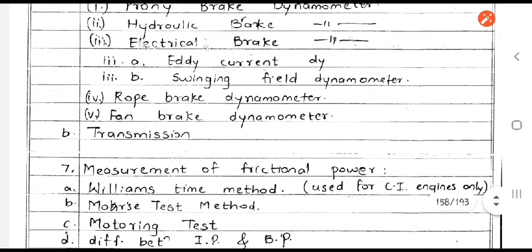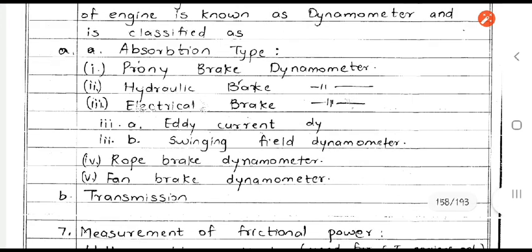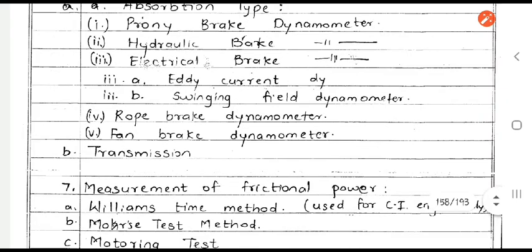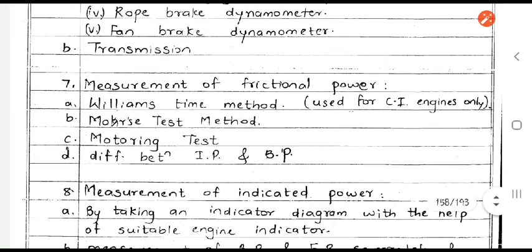The second type of dynamometer is the transmission type. In our internal combustion engine laboratory, we have two engine test rigs. One is a computerized VCR engine test rig, and the second is a single cylinder petrol engine test rig. The petrol engine test rig has a hydraulic dynamometer, and the VCR engine test rig has an eddy current type dynamometer.